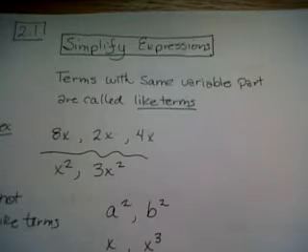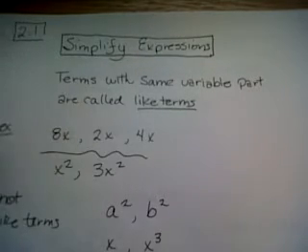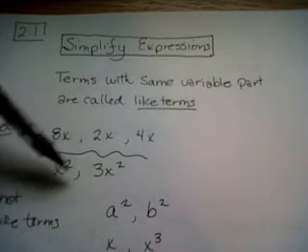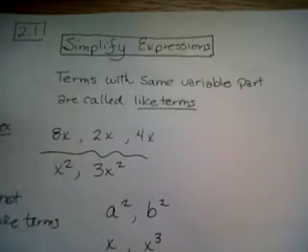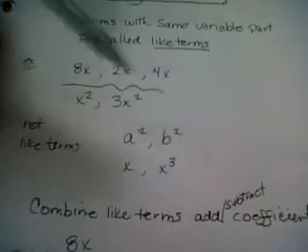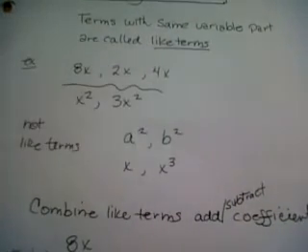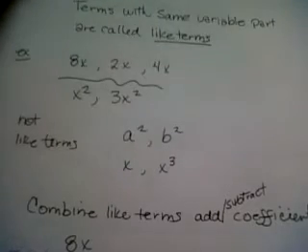Those are all like terms because the variable is x and the power that these are each raised to is 1. Here are two like terms, x squared and 3x squared, because they both have an x and it's both raised to the squared. Here are terms that are not like terms, a squared and b squared. Those are not like terms because they do not have the same variable. And x and x cubed are not like terms because they are not raised to the same power.